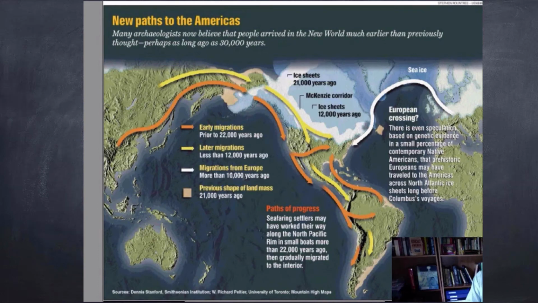All right, quick review. What is one migration theory we talked about yesterday? Say again? What is the full name? The Bering Land Bridge. That's correct. What are the characteristics of that one?